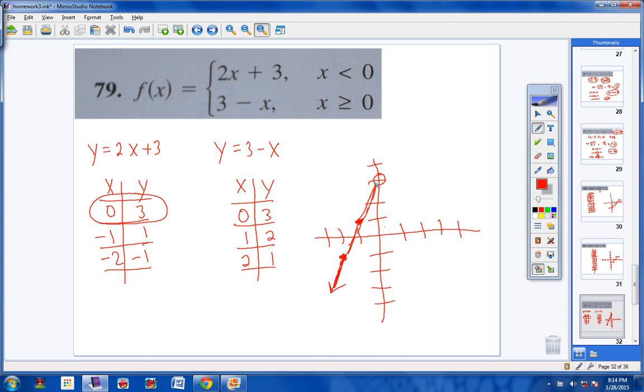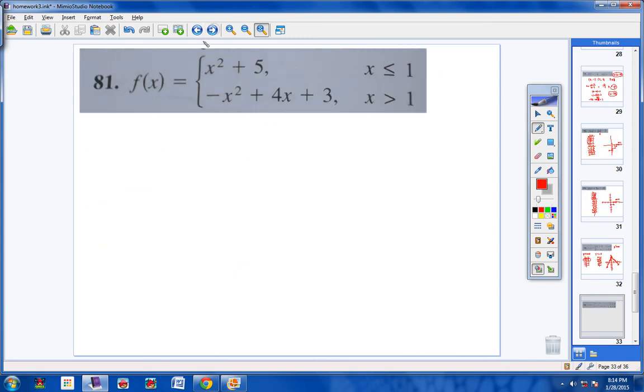So (0, 3). So now it looks like this point gets shaded in. It was open, but now according to this part of the graph, it's defined. So (0, 3), and then (1, 2), and then (2, 1). And so of course it starts here and goes this direction like this, okay? Not a perfect line like it should be, but you get the idea. So there's the graph. This is called a piecewise function because it comes in pieces. Okay, there's more than one piece to this graph.